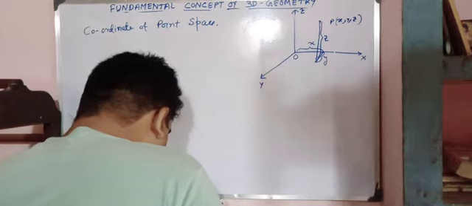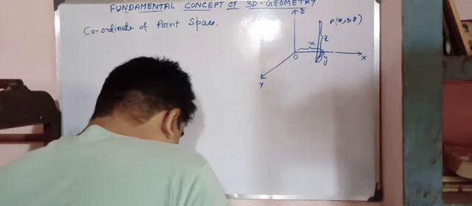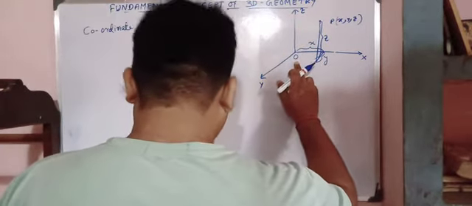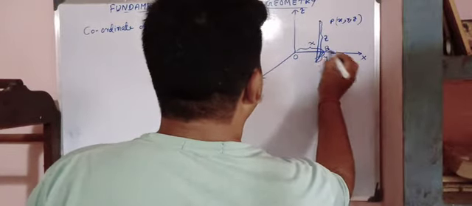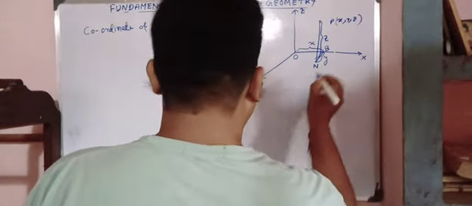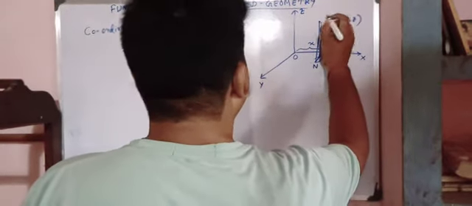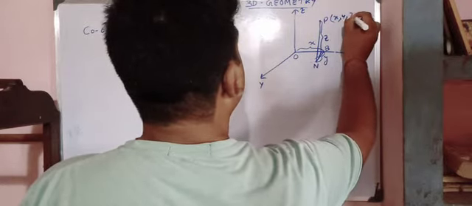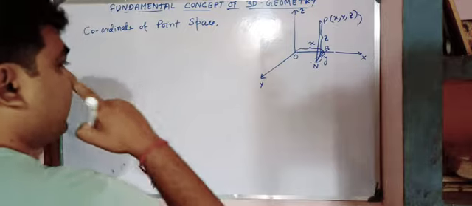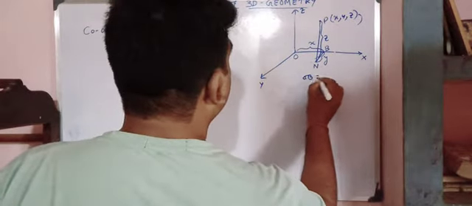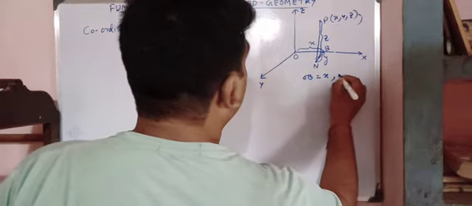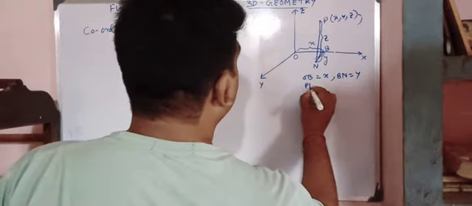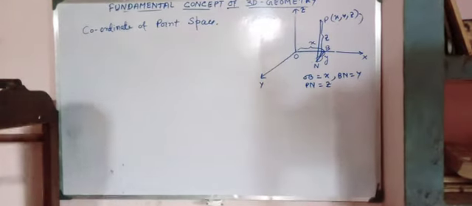Now here, if we name this O, this OB, next this is BN, and this is P, already named, P x comma y comma z. So here we can say that OB is equal to x, BN is equal to y, and PN is equal to z.